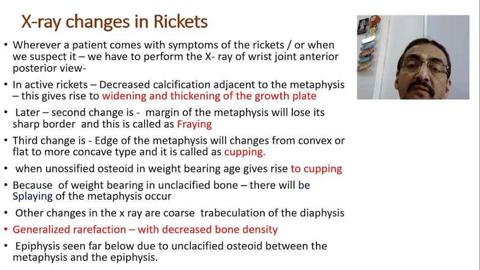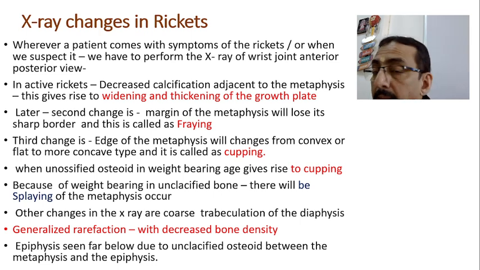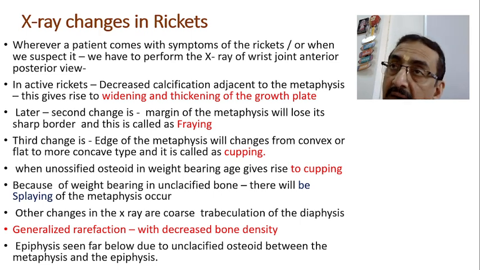Now these are the changes. We have fraying, cupping, and splaying, and then there will be generalized rarefaction, trabeculations, and the epiphysis seen far below the uncalcified osteoid between the metaphysis and the epiphysis. Let us see one by one.